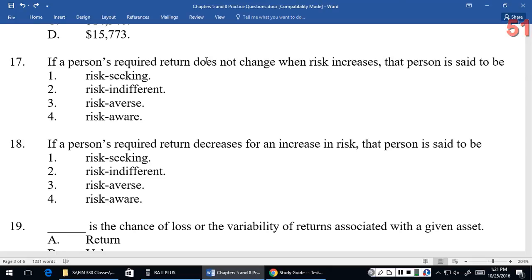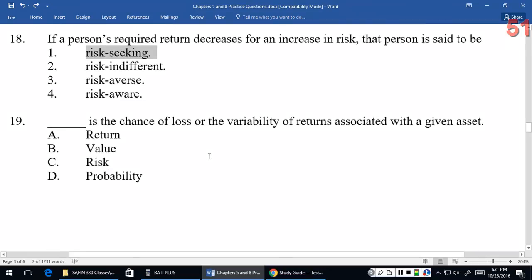Number 18, if a person's required return decreases for an increase in risk, that person is said to be what, and this should actually be A, B, C, and D. Okay, if their return actually goes down for an increase in risk, they would be considered risk seeking.